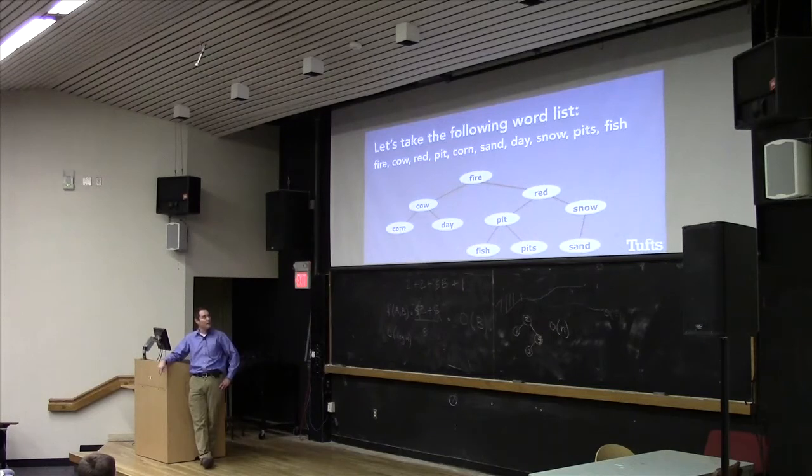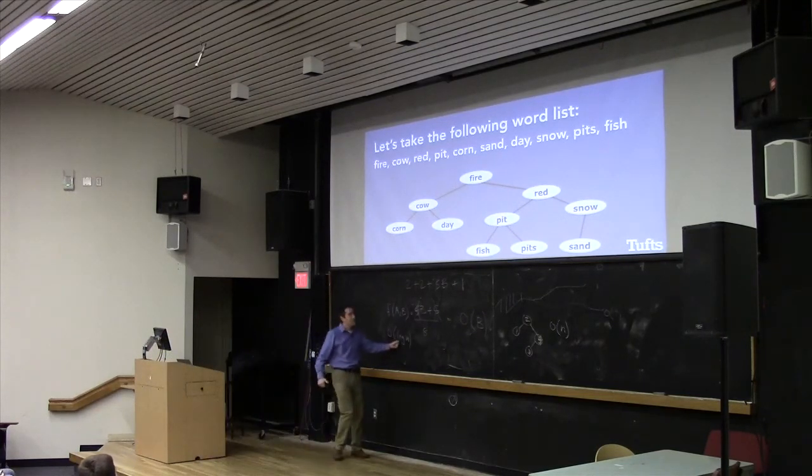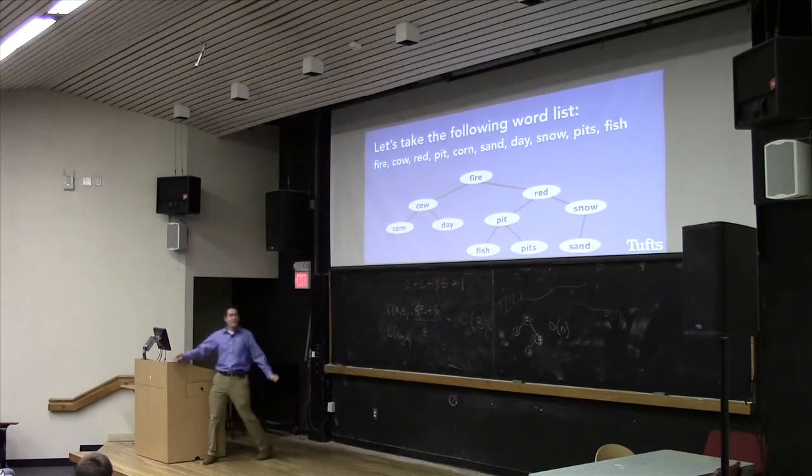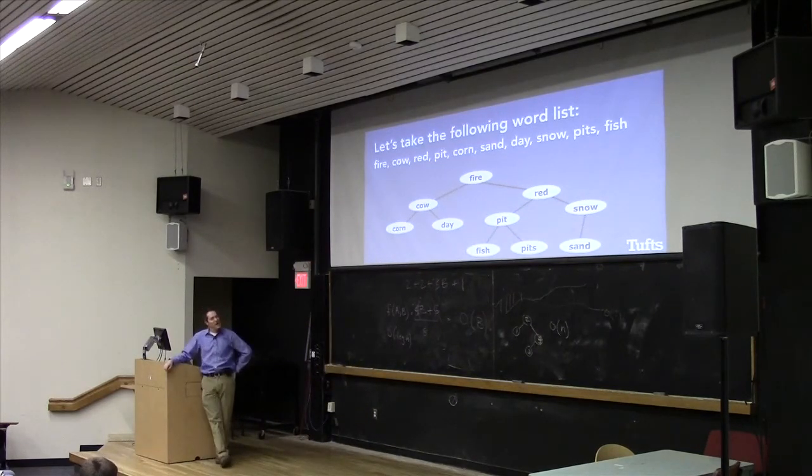1, 2, 3. The tree is 3 deep, right? And the depth of a balanced tree is on the order of what? Log n, right? I keep mentioning that. So we've got this log n business here.